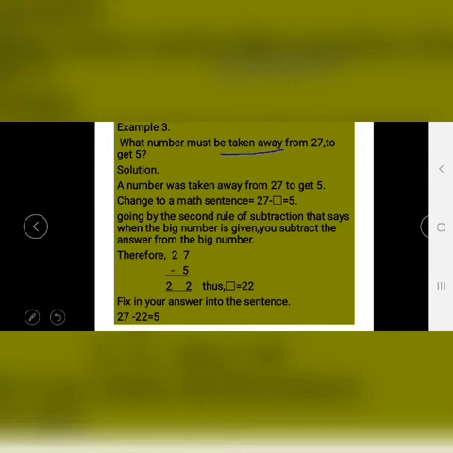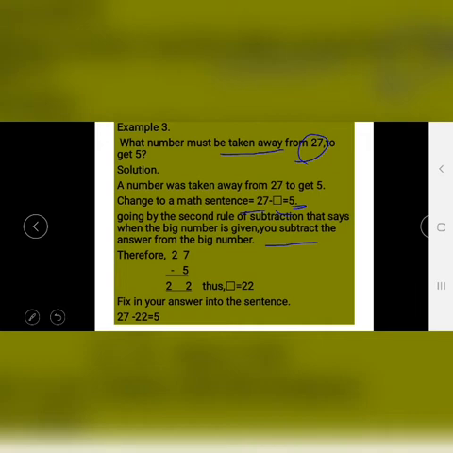That is number one. So you have to what? A number was taken away from 27 to get 5. Mind you, know that there are two numbers involved, the big number and the small number. In this very case, the big number is given, which is 27. So if you change this to a statement, you have your big number minus the box equals 5. Going by the second rule of subtraction that says when the big number is given, you subtract the answer from the big number. This is the answer, the 5.